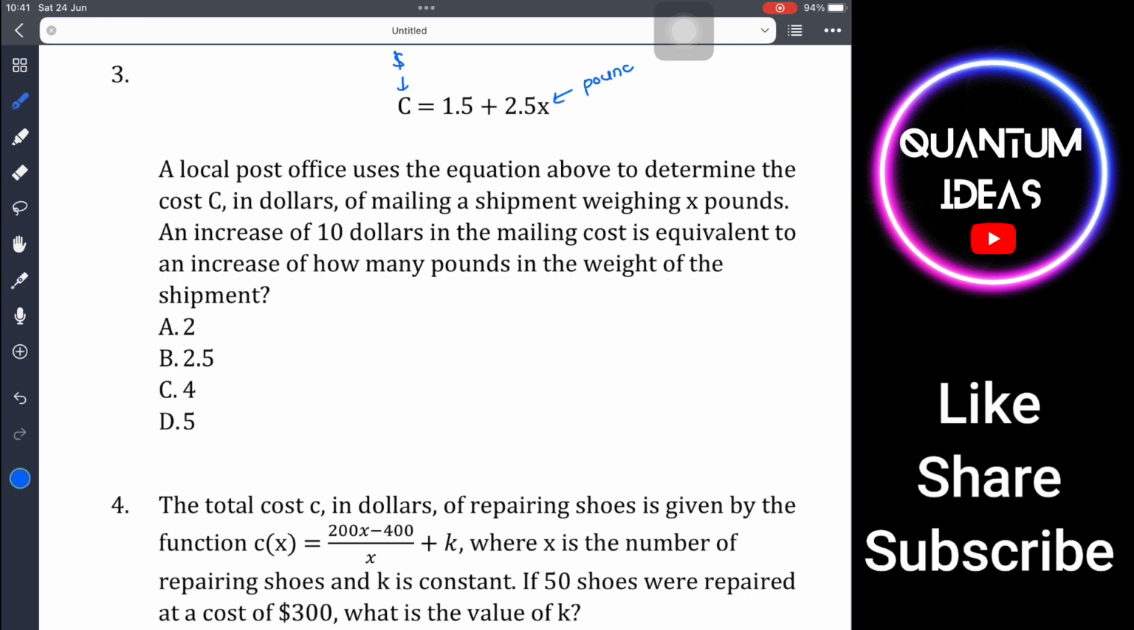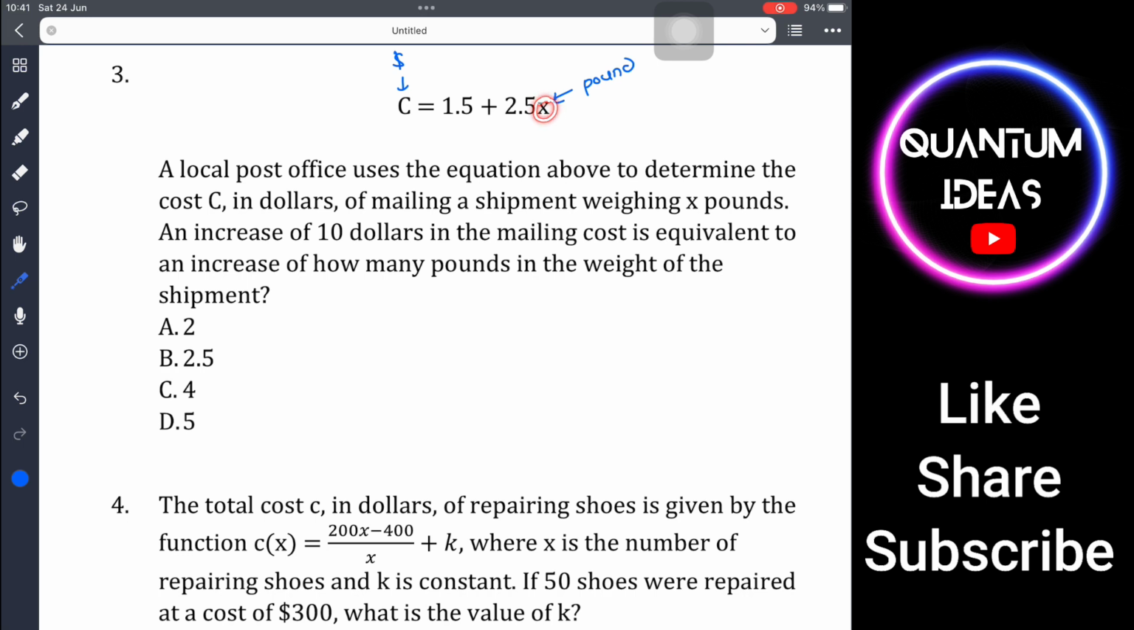So this is the weight. It is saying an increase of $10 in the mailing cost. Let's say there is an increase in this mailing cost by $10. It is equivalent to an increase of how many pounds in the weight of the shipment? So if the cost of mailing the shipment increases by $10, then how many pounds would the weight of the shipment increase?